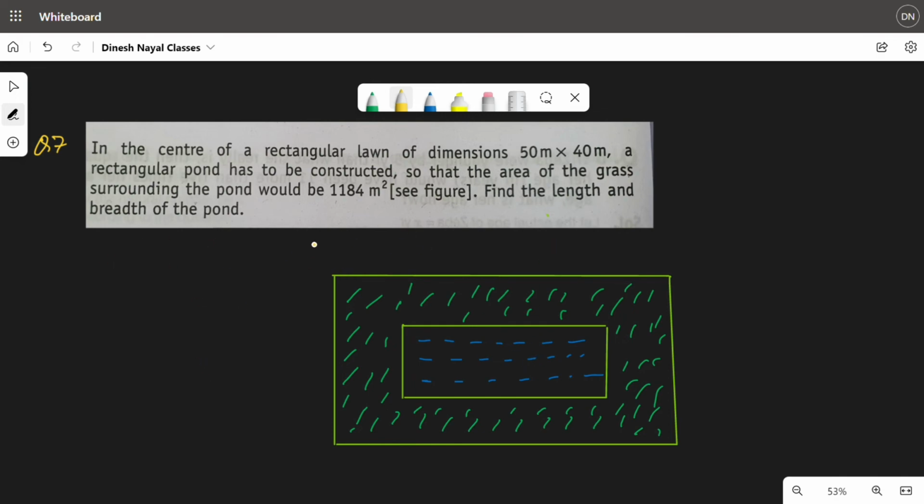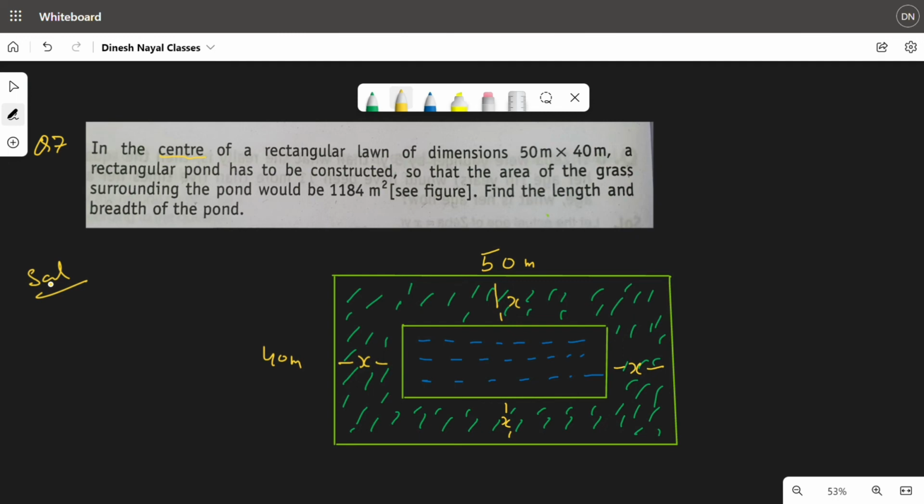So we know that. See, first of all, dimension of this grassland is 50. The length is 50 meter and this is 40 meter. And you know that the pond is to be situated at the center. So that blue thing, as you can see, represents the pond. So I am taking the distance x from all the sides because this has to be at center. So x from here, x from here. So from every side, it has a distance of x meter.